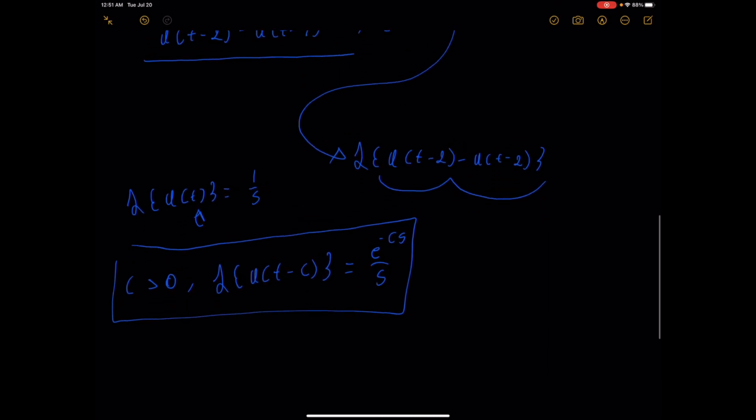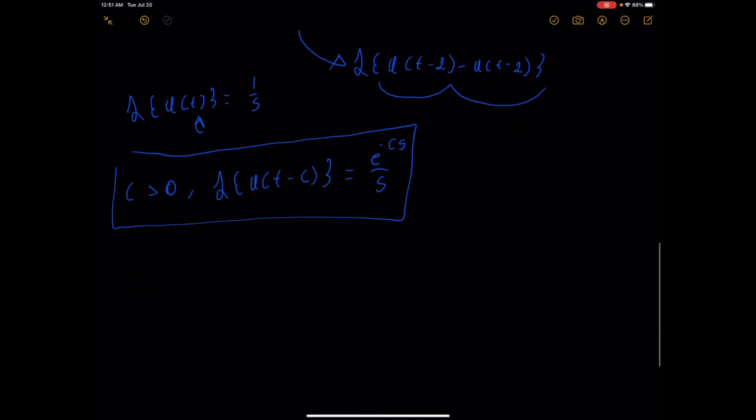Now, don't get confused, because this says c has to be greater than 0. In our problem, c is greater than 0 because we have 2. Because think about it: if we were to have u of t minus negative 2, now this would not be greater than 0. Therefore, this would make this property not apply. So that's just something to keep in mind. In this case, our problem does fit the definition. Hence, we can apply this property to our problem.